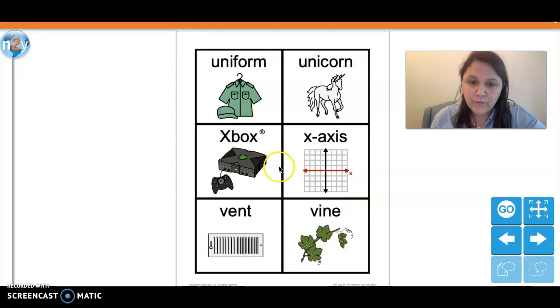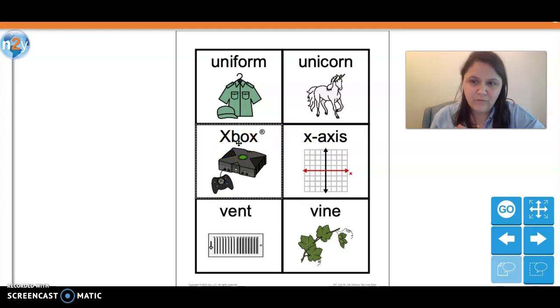All right, our first word is Xbox. Xbox. All right, our next is X-axis. X-axis, X-axis. Okay. All right, so we have Xbox.